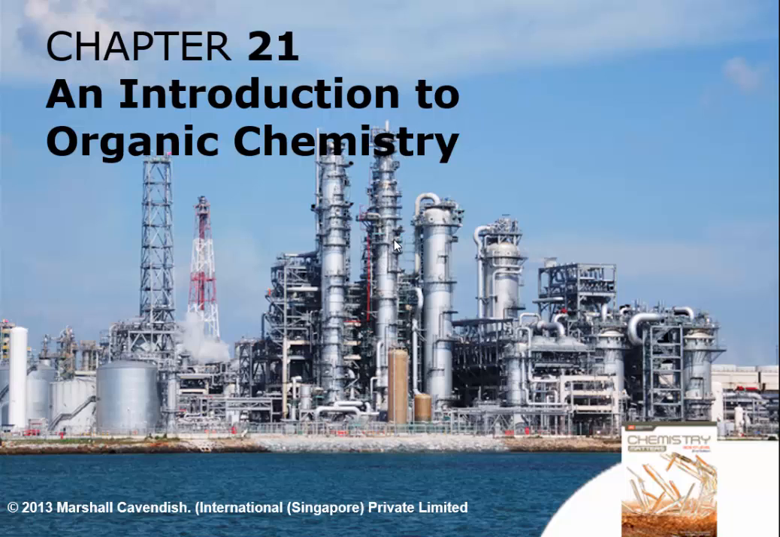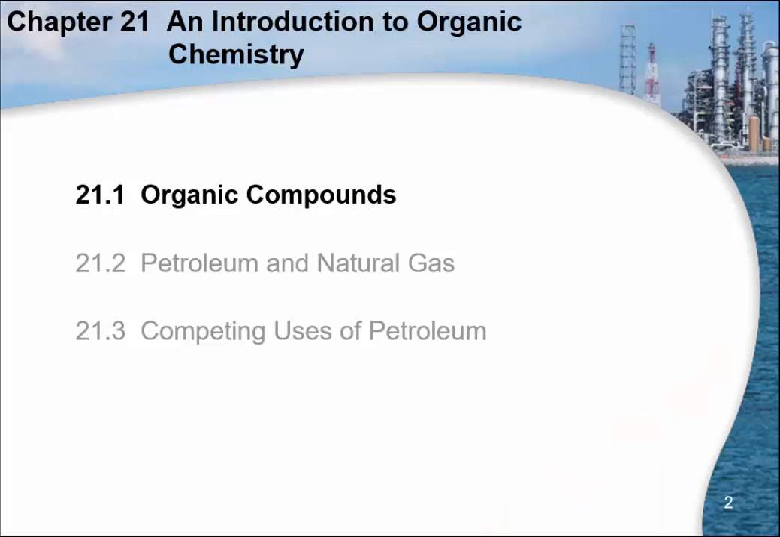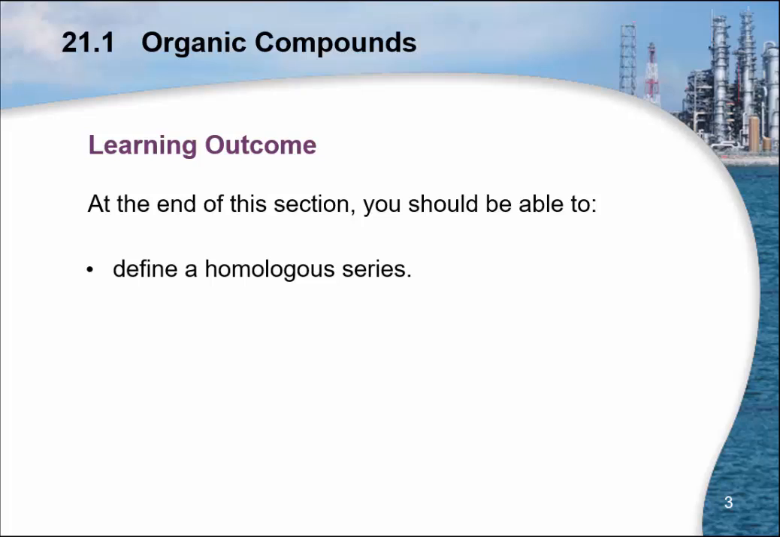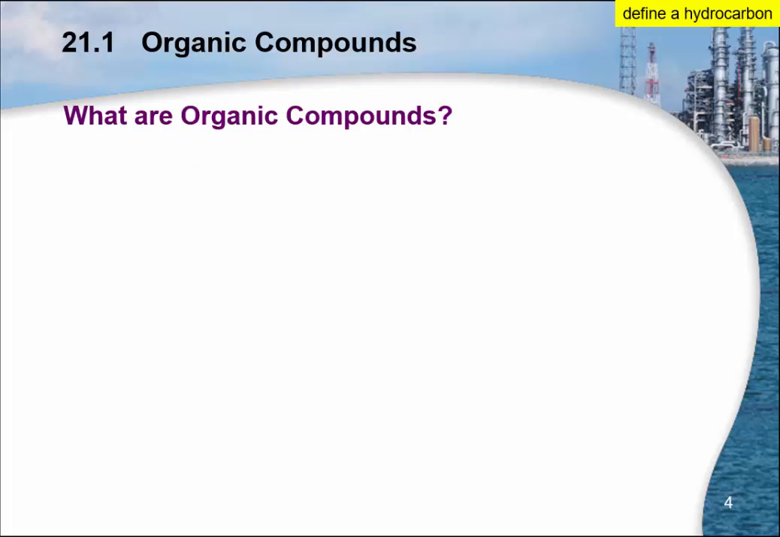Chapter 21 Introduction to Organic Chemistry. There are three parts to this chapter: 21.1 Organic Compounds, 21.2 Petroleum and Natural Gas, 21.3 Competing Uses of Petroleum. Now in 21.1, the key thing we need to learn is what is a homologous series.